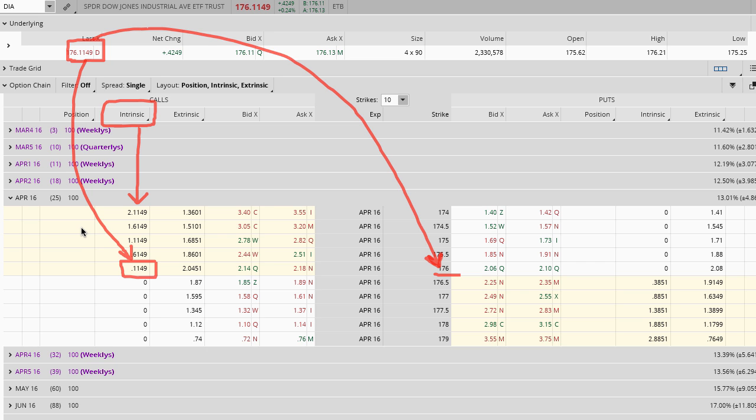for this contract. Okay, so again, this is going to move. Intrinsic value is always going to move penny for penny with where the stock is, and it's basically going to show you how much money you can make at expiration if everything were to end today.